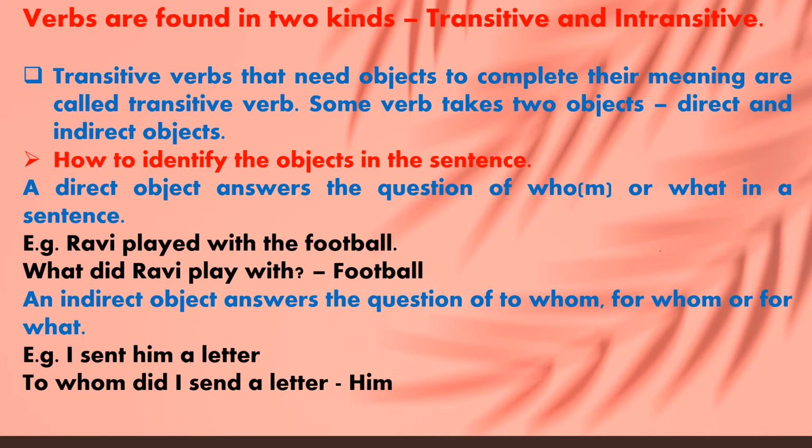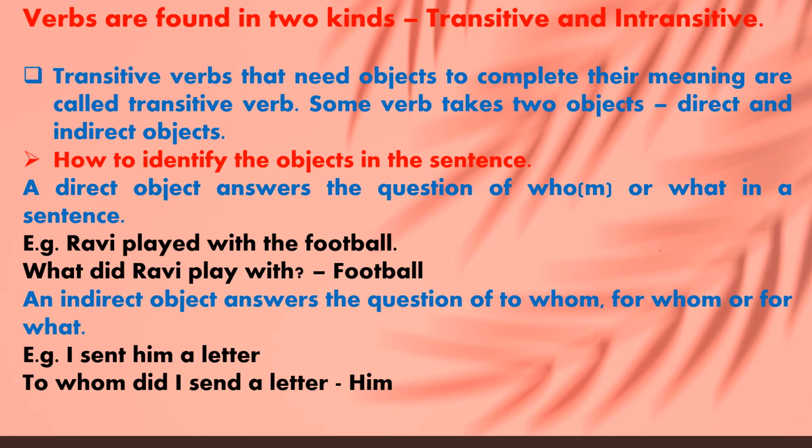A direct object: if you want to find out a direct object in the sentence, ask the question who, whom, or what. If it is a person, ask who or whom. If it is a thing, you can ask what. Example: Ravi played with the football. Ravi played with who? There is no person. You can ask, what did Ravi play with? What is the answer? Football. Football is your direct object.